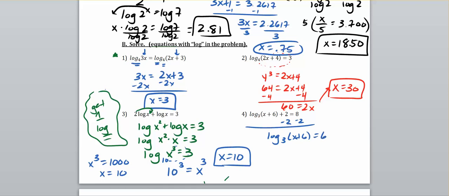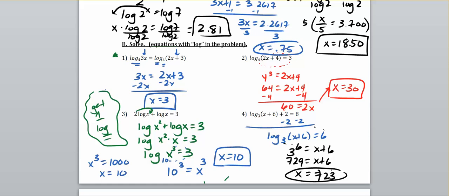And now what's nice is if I have log base of something equals something, I can change my log equation into an exponential equation. So 3 to the 6th equals x plus 6. I'm going to use my calculator and say, okay, what is 3 to the 6th power? And that's 729. So 729 equals x plus 6. If I subtract 6, just take 729, subtract 6, and my answer would be 723.